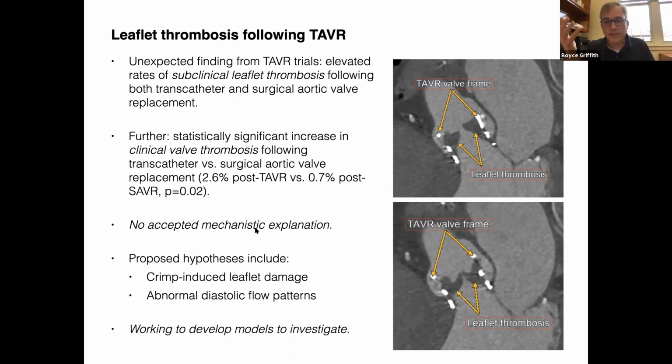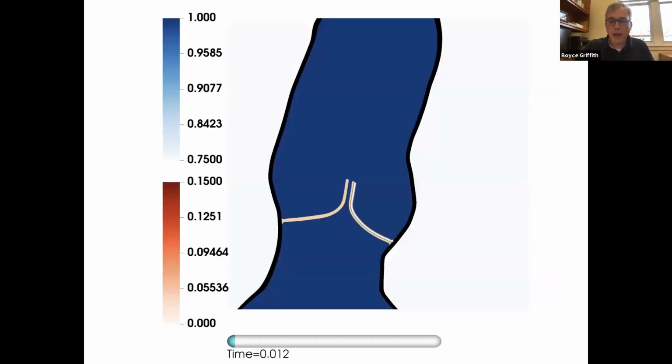There's not yet a mechanistic explanation for what's going on. It could be related to crimp-induced leaflet damage. It could be related to abnormal diastolic flow patterns. And we're working to put together models to investigate this. So this is a proof of concept simulation where we're simulating fluid structure interaction as well as the dynamics of a chemical species that's being transported by the flow and that can interact with the valve leaflet.